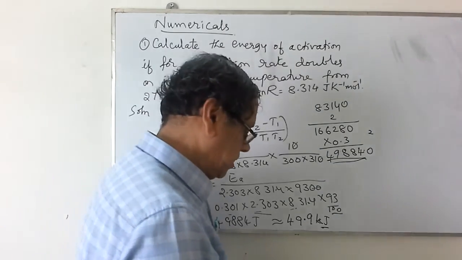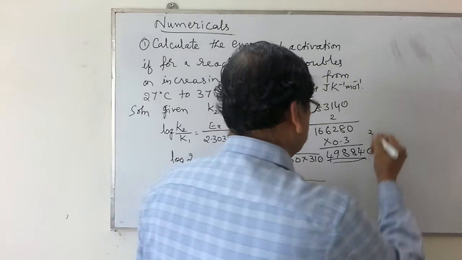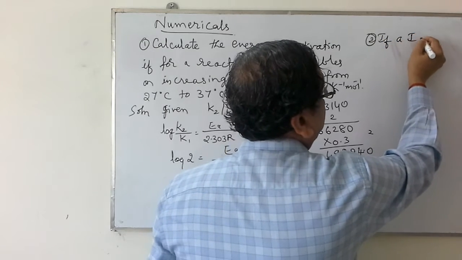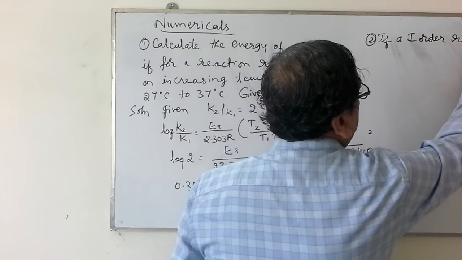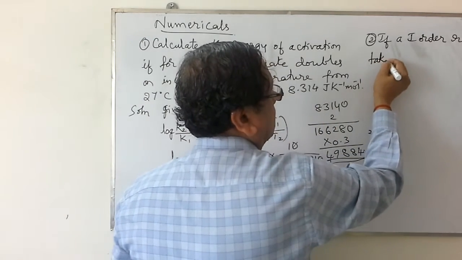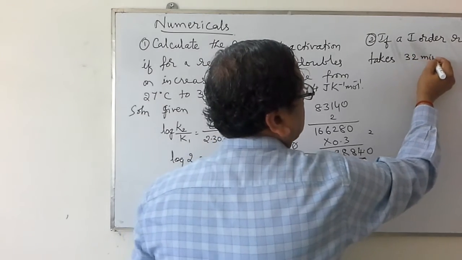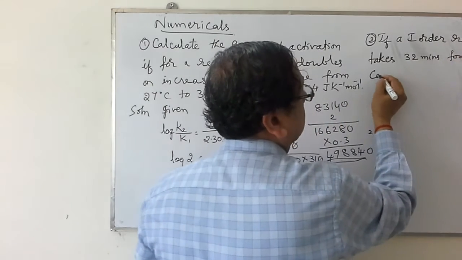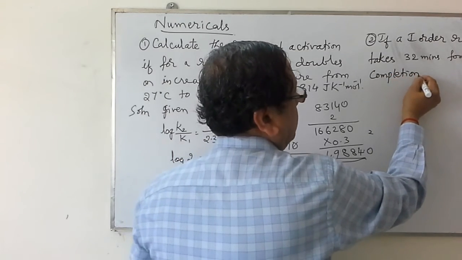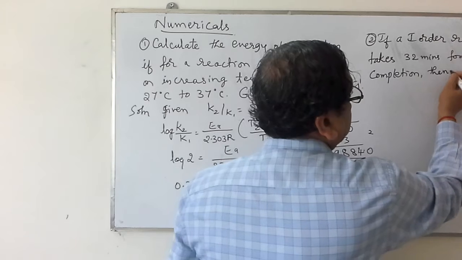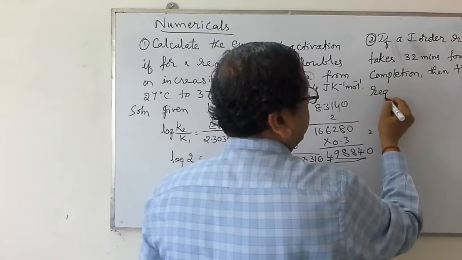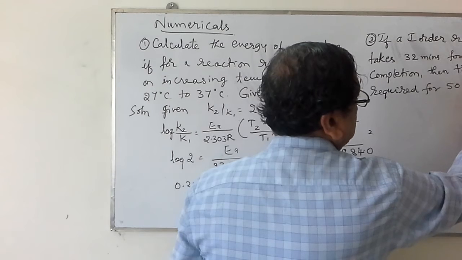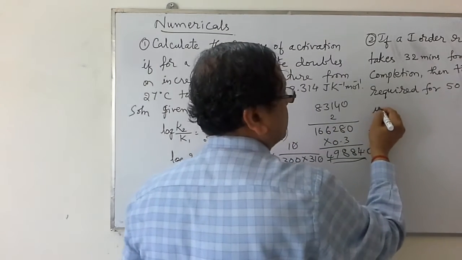Now let us take some numericals based on the half-life period. Second one: if a first order reaction takes 32 minutes for 75% completion, then the time required for 50% completion would be?